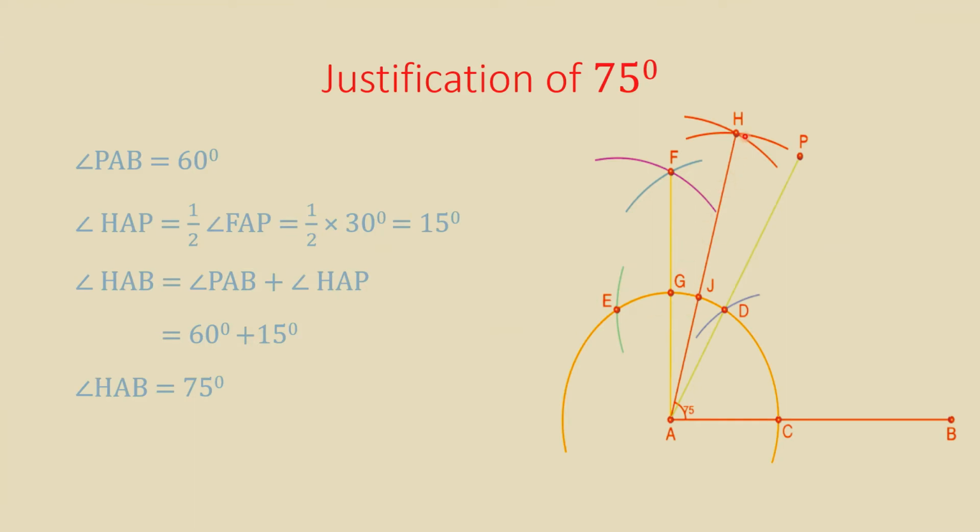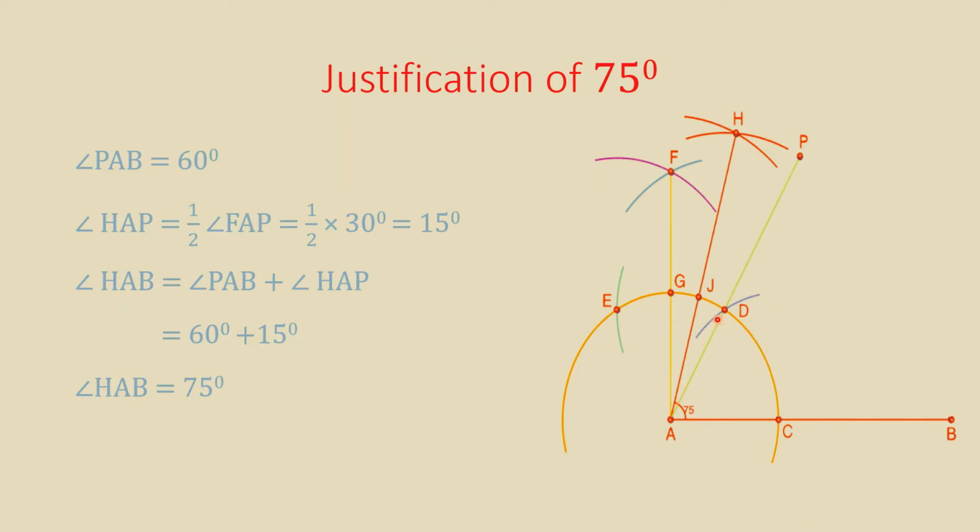Now we will see how HAB is 75 degrees. HAB equals HAP plus PAB, and HAP is 15 degrees and PAB is 60 degrees. So 15 plus 60 degrees is 75 degrees. See, HAP equals 15 degrees. How is HAP 15 degrees?